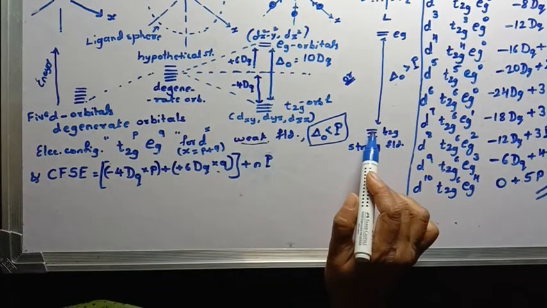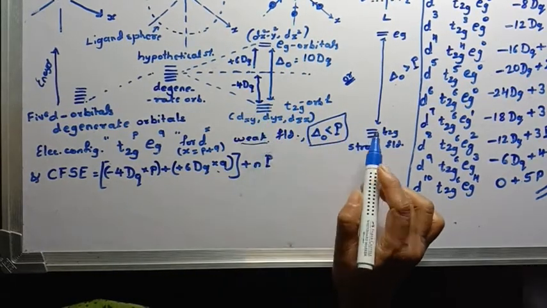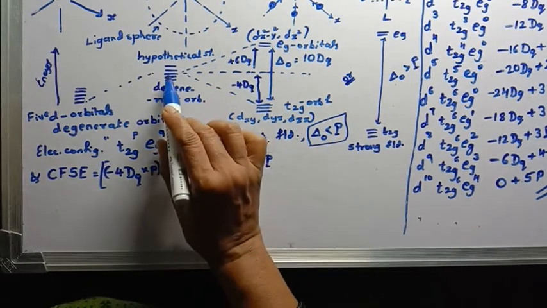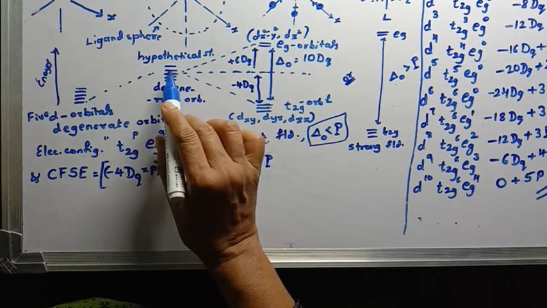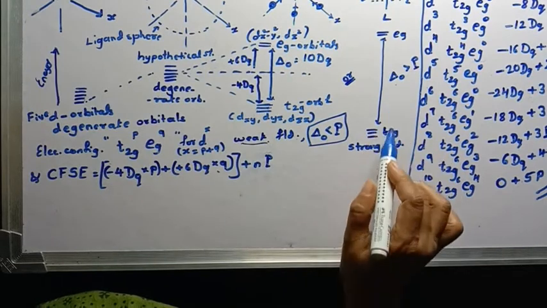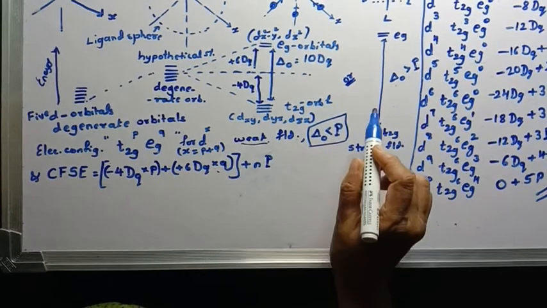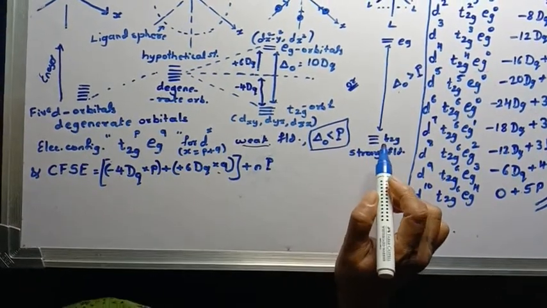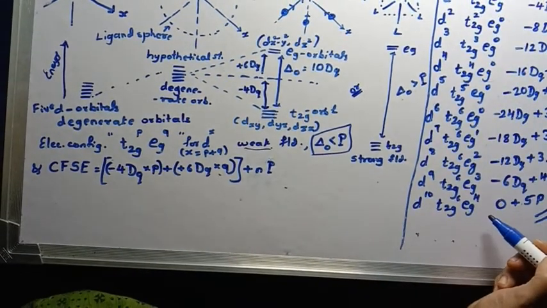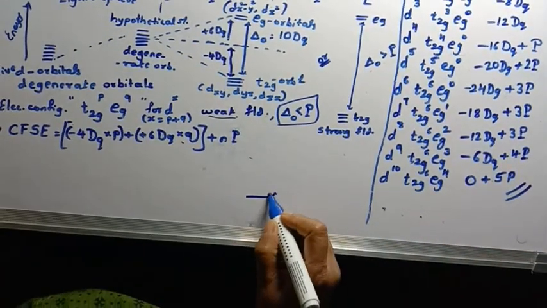That means D1, D2, D3 have the same distribution in both cases. But from D4 there is a difference. In the case of D4, 4 electrons are present, and the fourth electron goes to the lower level in the case of a strong field ligand. Similarly D5, D6, D7 and so on. Based on this equation, one can calculate the crystal field stabilization energy. Okay, we'll continue in the next class.